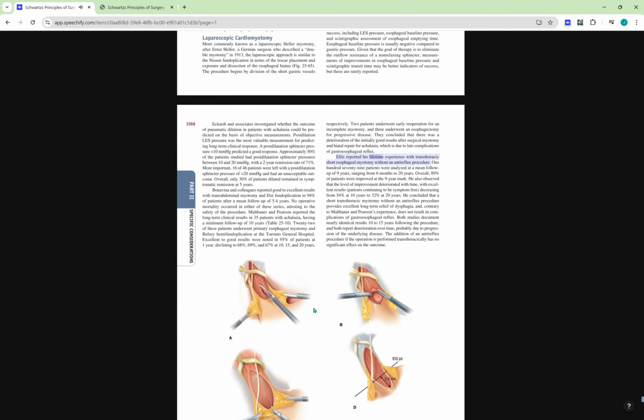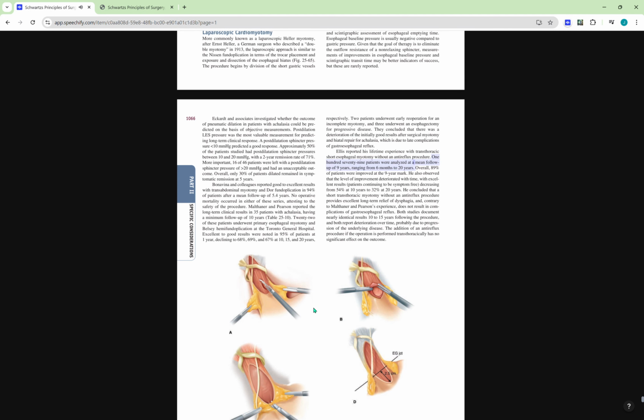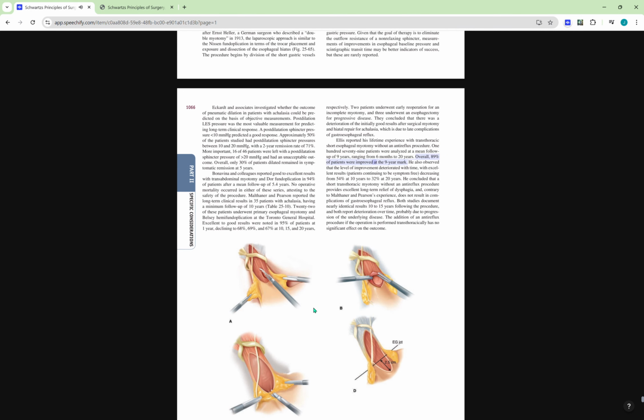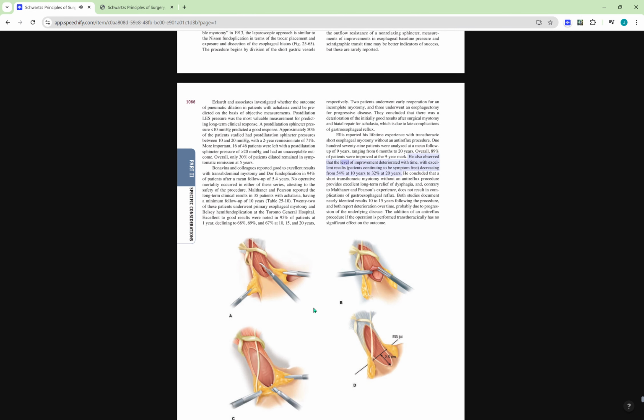Ellis reported his lifetime experience with transthoracic short esophageal myotomy without an anti-reflux procedure. 179 patients were analyzed at a mean follow-up of years, ranging from months to years. Overall, 89% of patients were improved at the 9-year mark. He also observed that the level of improvement deteriorated with time, with excellent results decreasing from 54% at 10 years to 32% at 20 years.